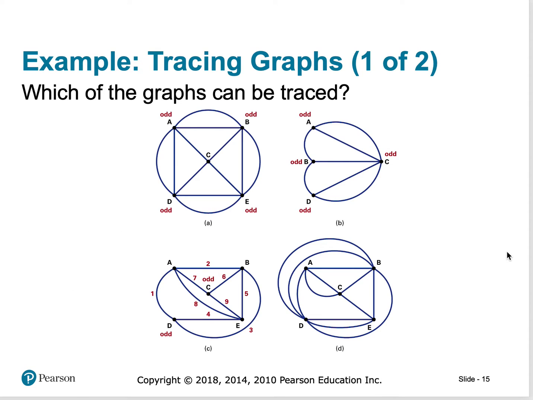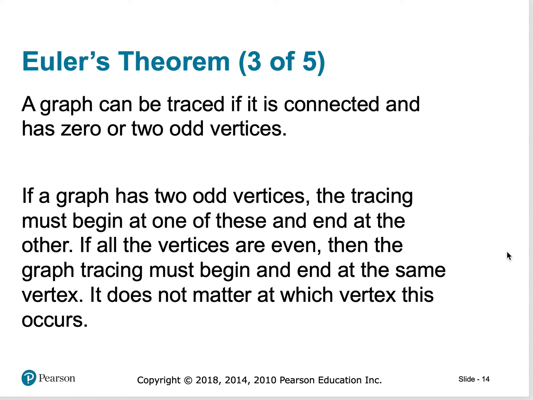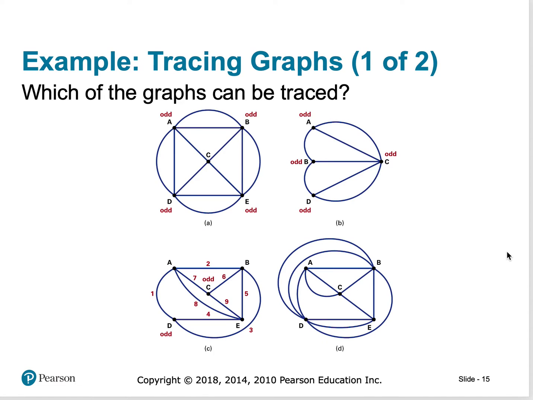If I'm looking at an example, which of these graphs, A, B, C, and D, can be traced? If I look at A, it's not traceable. I have several places that are feeding in odd vertices, but I don't have the right ratio of them. What's really weird is C is actually traceable, and I feel like that's the one we're most likely going to look at and say, oh, that's not traceable. Remember, you have to follow the criteria from the previous 3 slides.